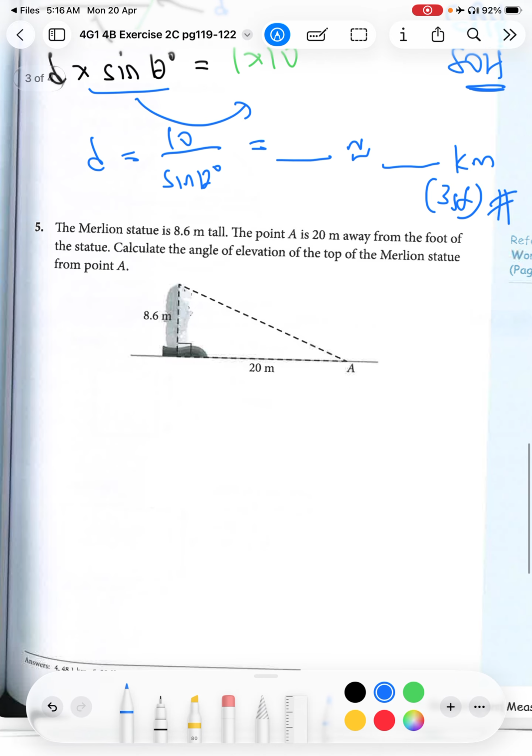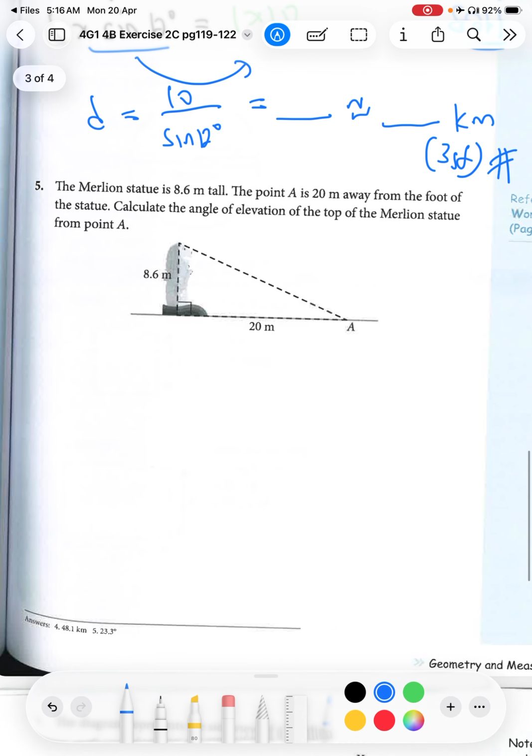The next one. The Merlion is 8.6 meters tall. Point A is 20 meters away. Calculate the angle of elevation of the top of the Merlion from point A. The angle of elevation is looking upwards from A. From A look up, that's what they mean. This is the angle, so they're asking us to find the angle with the given values.